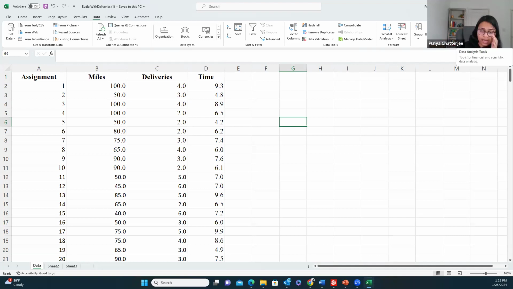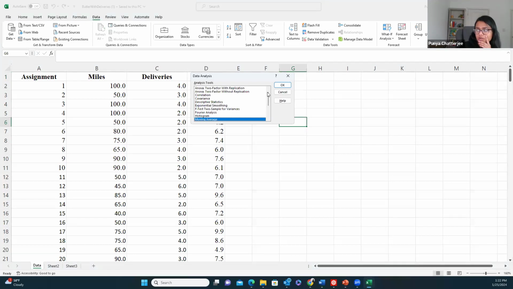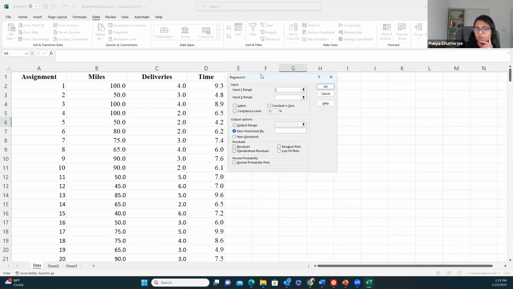So once you get Data Analysis, you're of course going to click on it. And then within this Analysis Tools, you're going to scroll down to find Regression. Once you get Regression, you're just going to hit OK, because we're going to do a regression. So once you do that, this pop-up box is going to come.